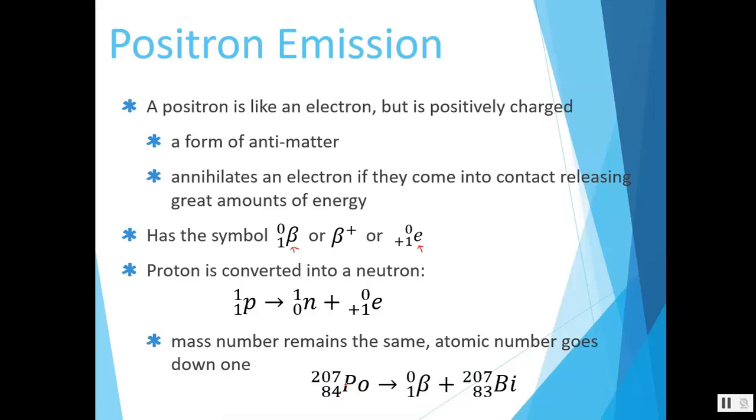An example is this polonium-207. This parent isotope can decay to create bismuth-207. Notice bismuth contains 1 fewer proton than our polonium because it's released this positron.